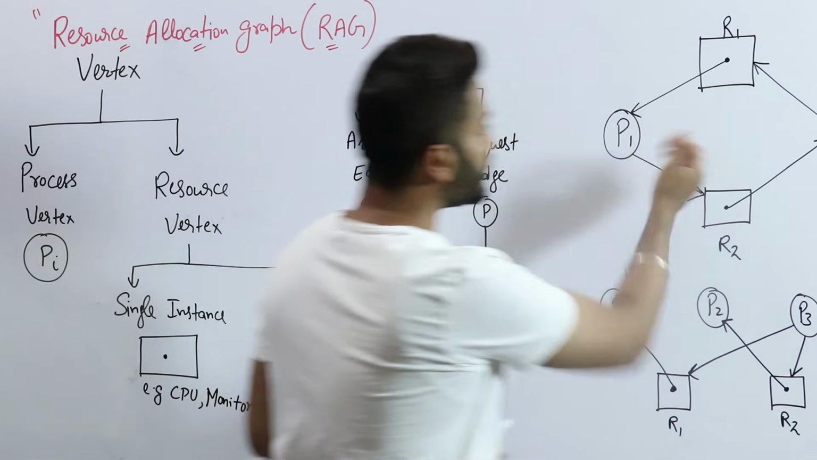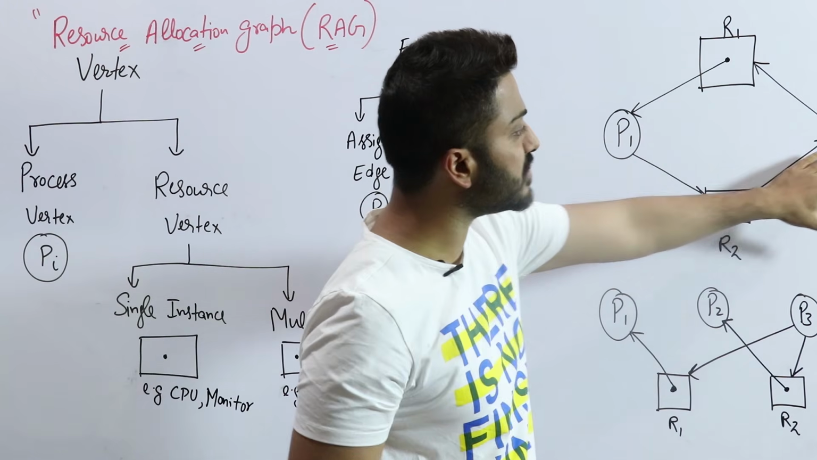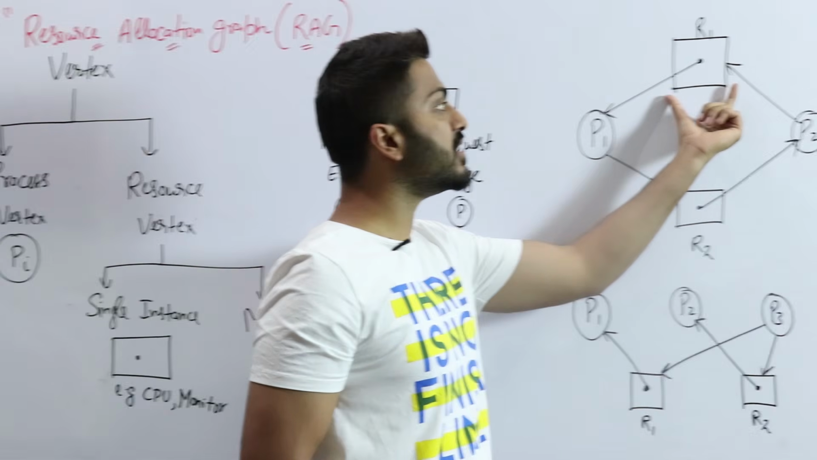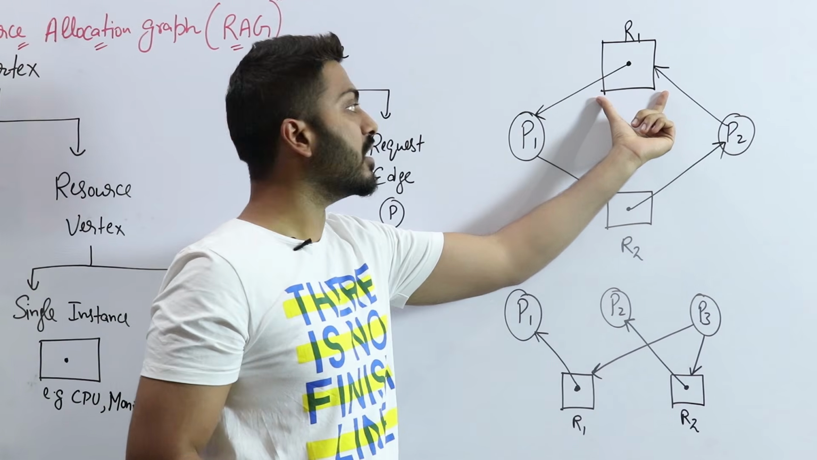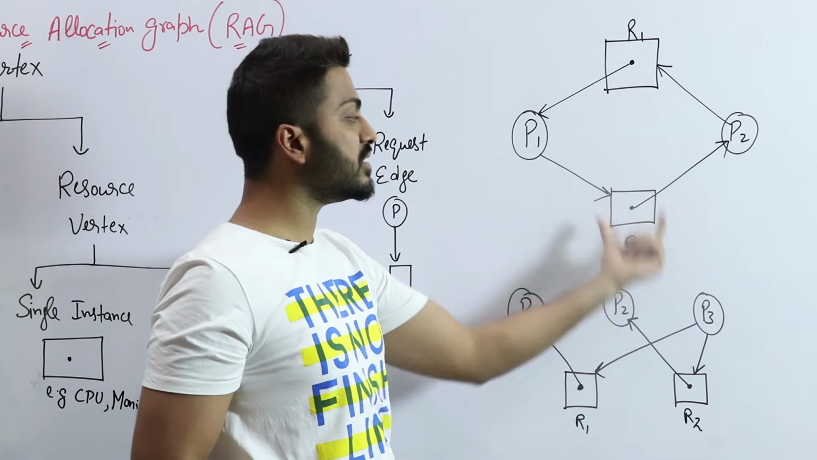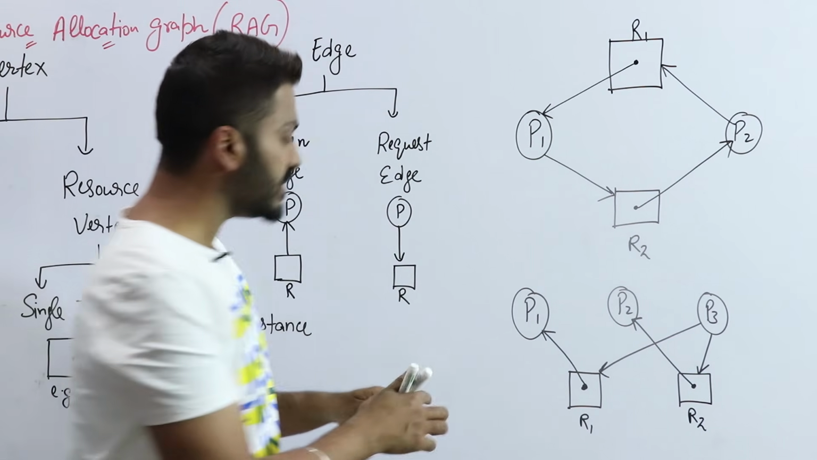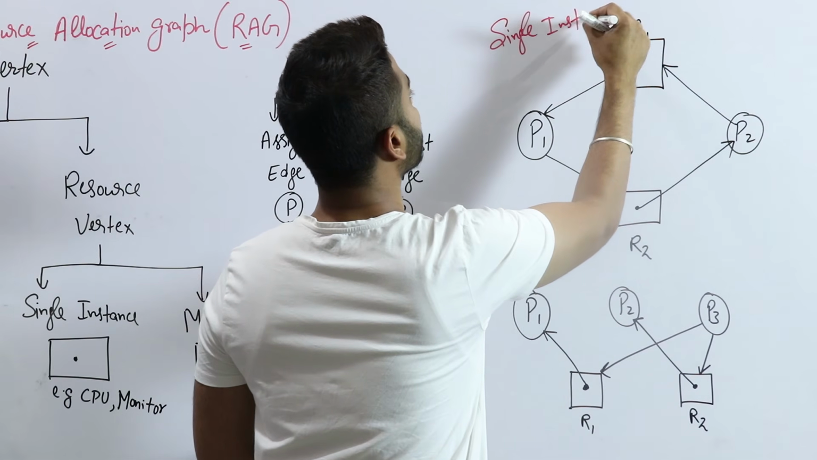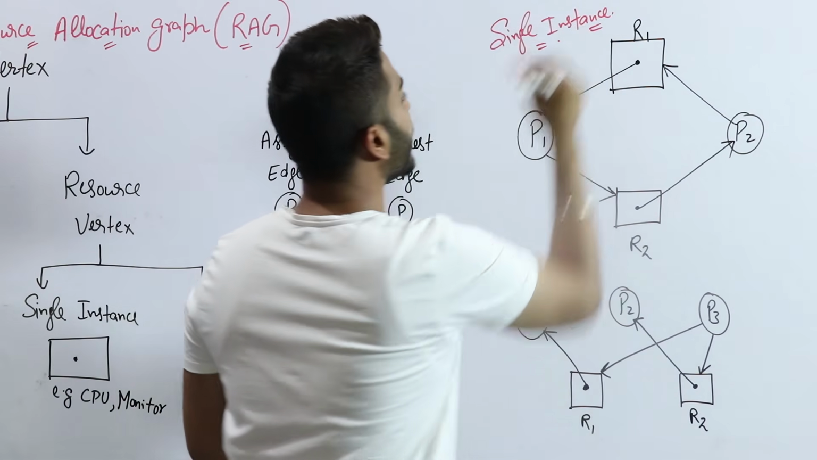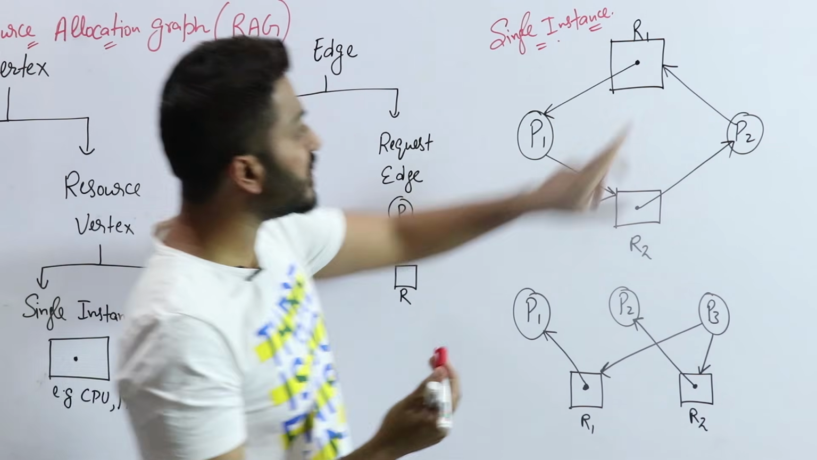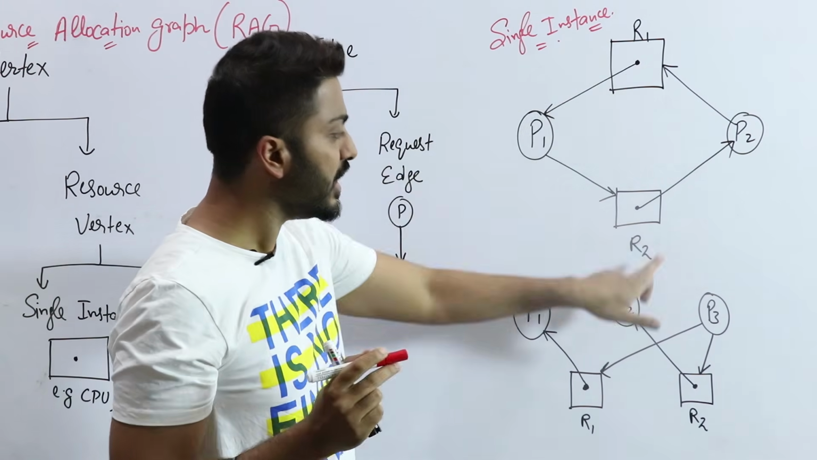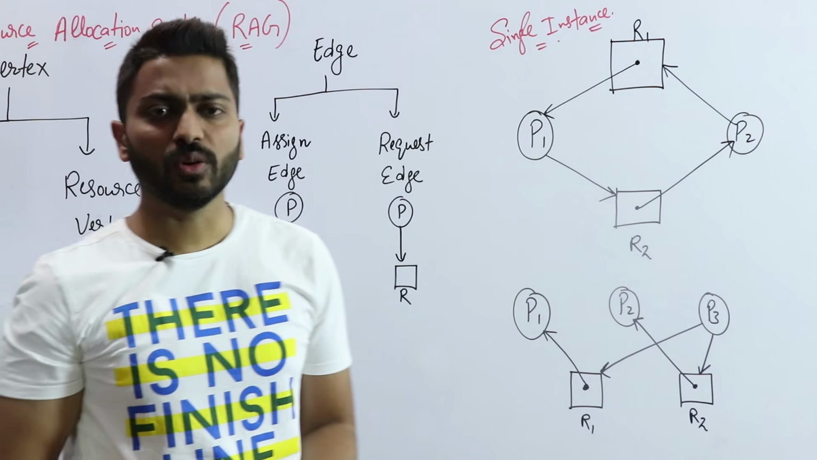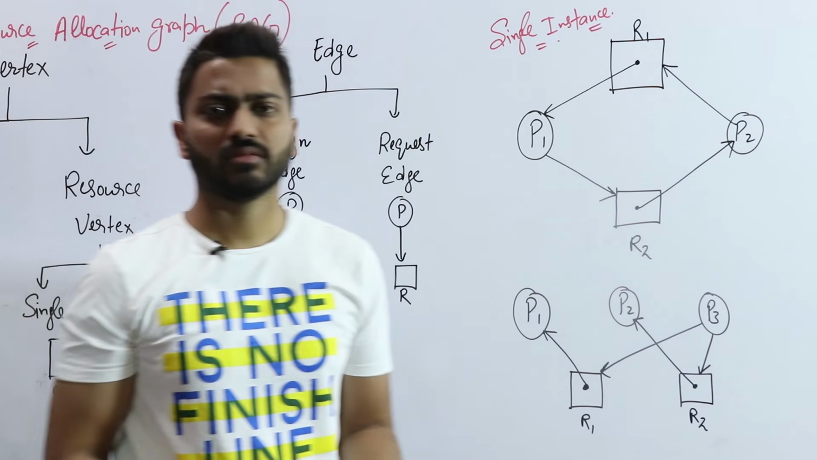Let's solve one example. We have two processes P1 and P2. We represent the processes in circles and the resources in rectangles. Both are vertices, but we have single instances. This example is of single instance, meaning only one instance of R1 and only one instance of R2. We can say R1 is a CPU and R2 can be a monitor. That is the simple meaning.